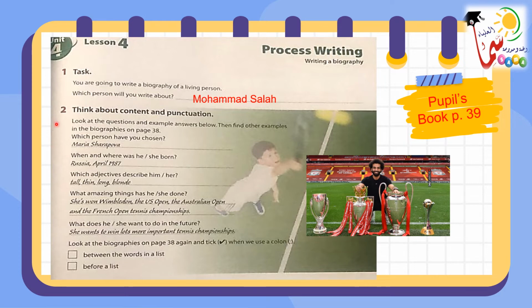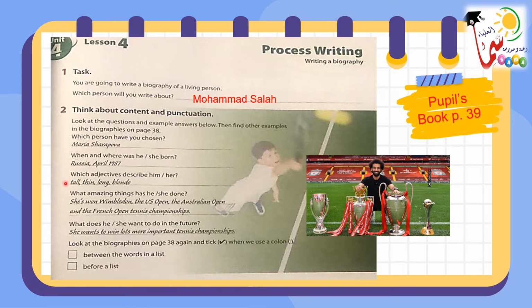He won lots of matches and lots of championships. Now, for task 2, think about content and punctuation. Look at the questions and example answers below, then find other examples in the biographies on page 38. Which person have you chosen? Here they have chosen Maria Sharapova. When and where was he or she born? She was born in Russia, April 1987.